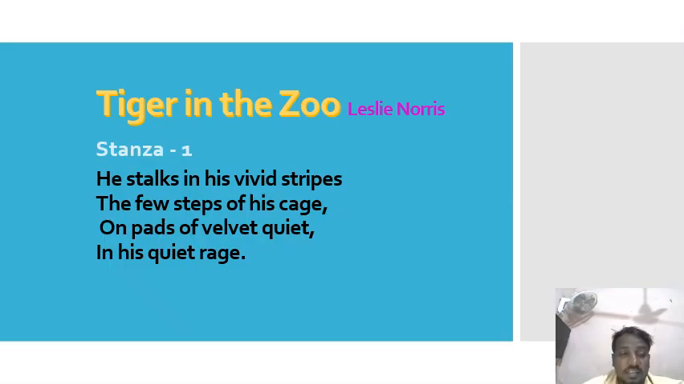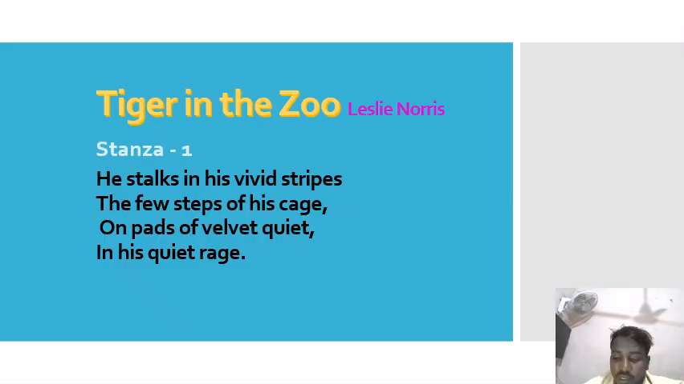And the last line, in his quiet rage. Here the poet has used the oxymoron quiet rage. That means the tiger is so quiet inside the cage, but though it is quiet, it's very angry, it has got the rage within itself. Why? What is the reason? The nature of a tiger is to live in its own habitat. Habitat means it's its nature to live in the jungle, not inside the cage. That's why it's quiet and rage.